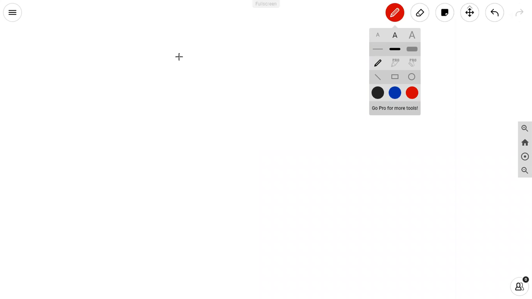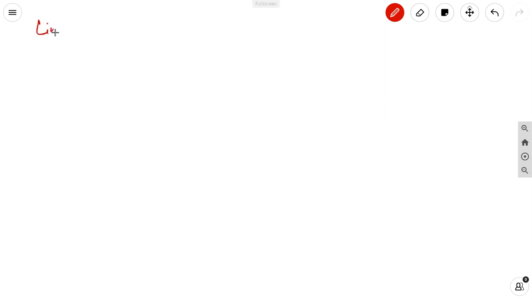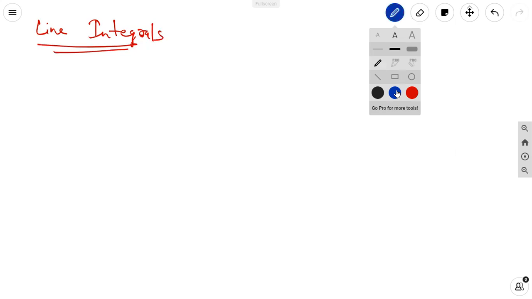Here in the vector integral, the first topic is the line integral. A line integral is something we can discuss in one dimension. In that, the definition of the line integral is defined along the curve.